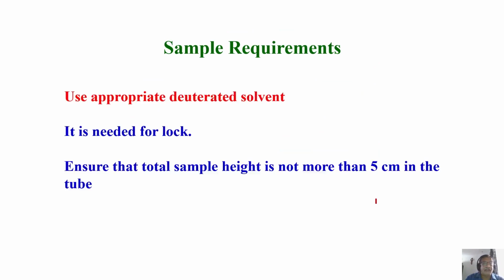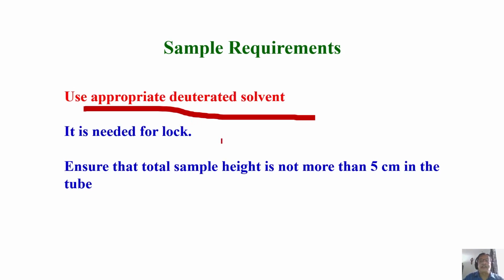Now, continuing with the sample requirement, you need to choose an appropriate deuterated solvent. What is that? If your sample is soluble in chloroform, you cannot take CHCl3 as a solvent. You always require deuterated solvents in NMR, like CDCl3, dimethyl sulfoxide-d6, CD3CN. If it is a water soluble sample, it is D2O. These are the things you need.